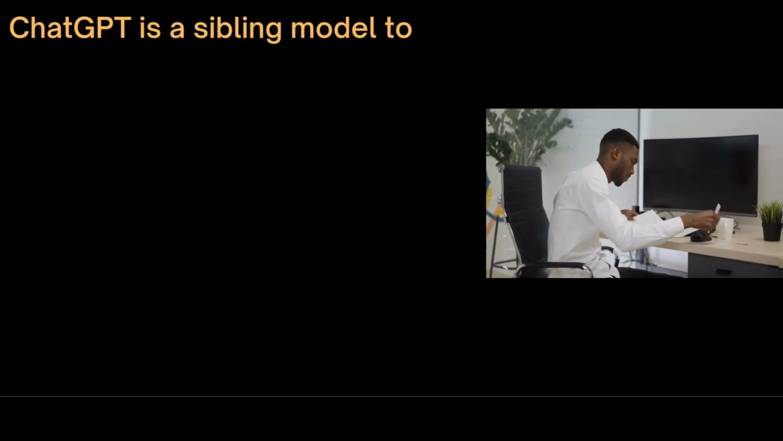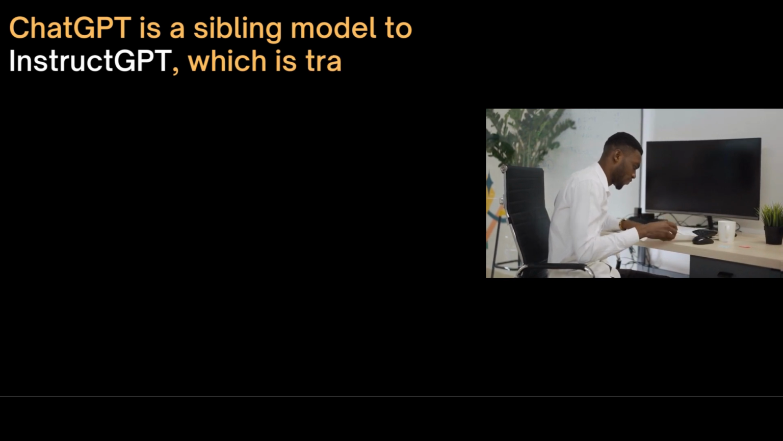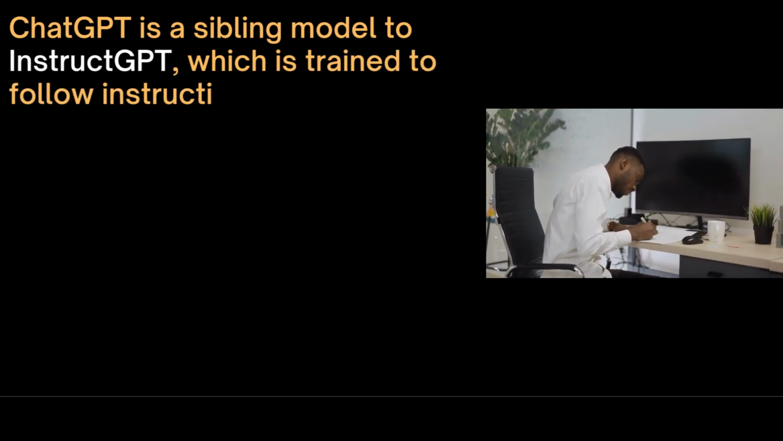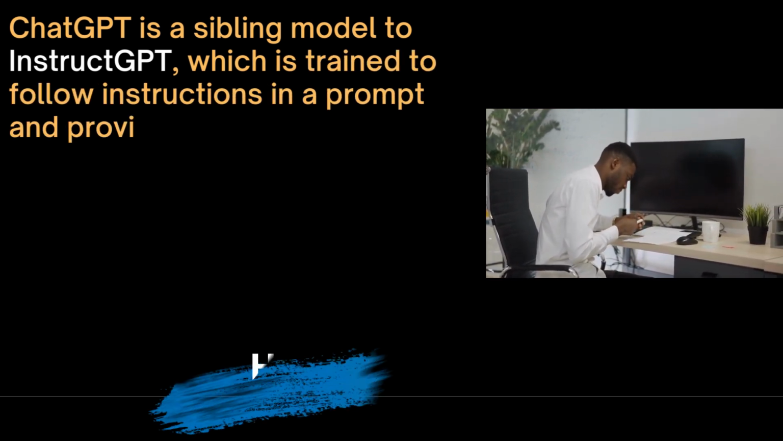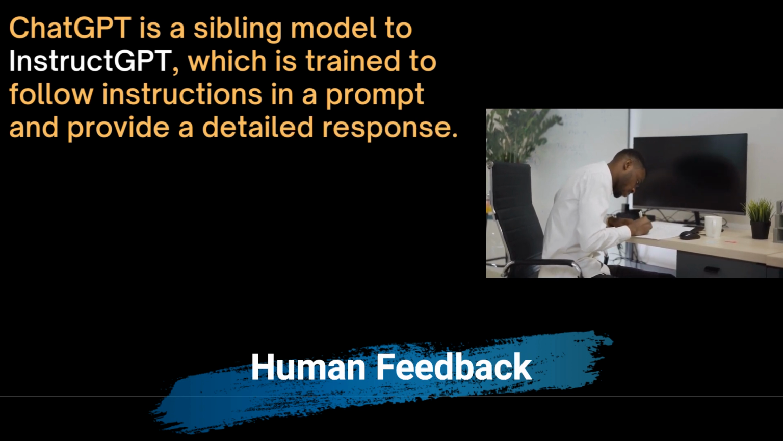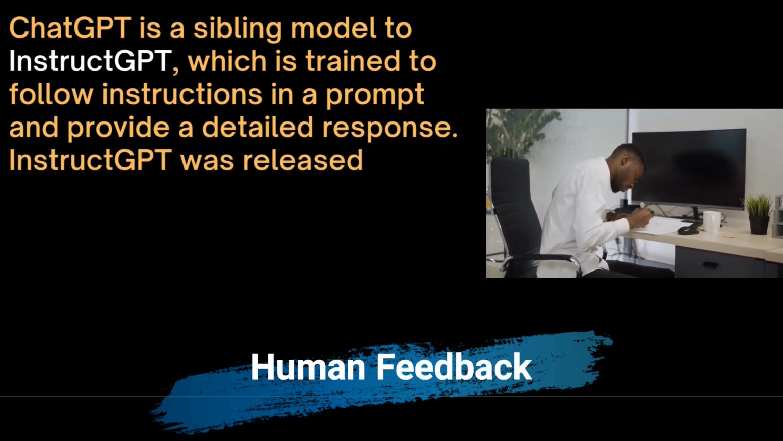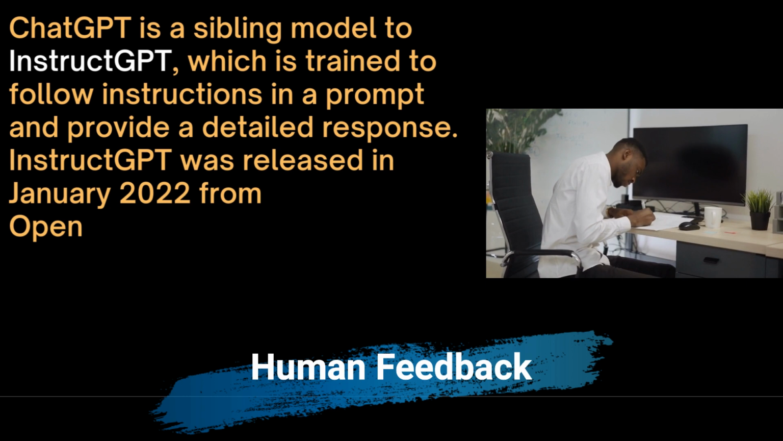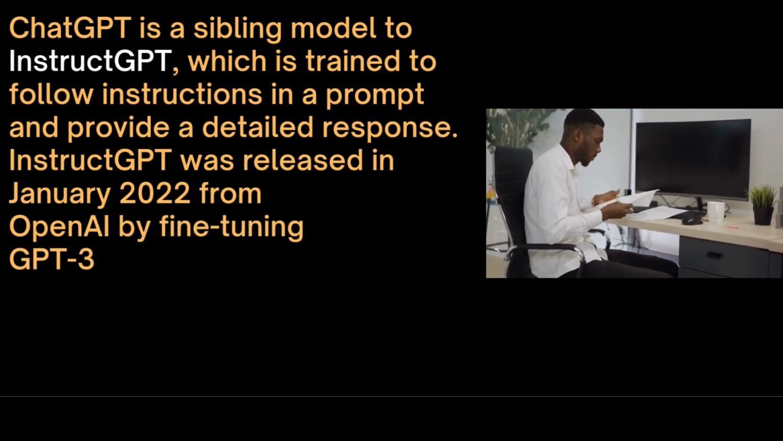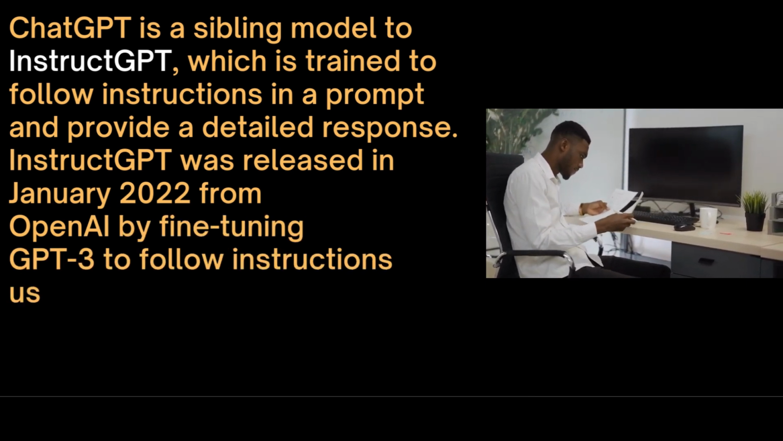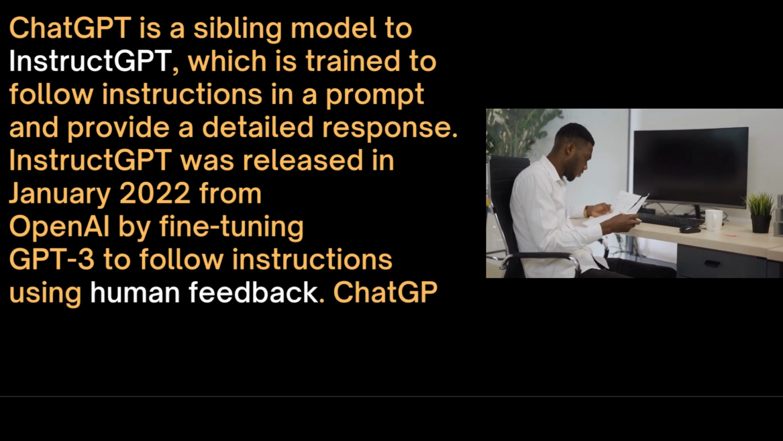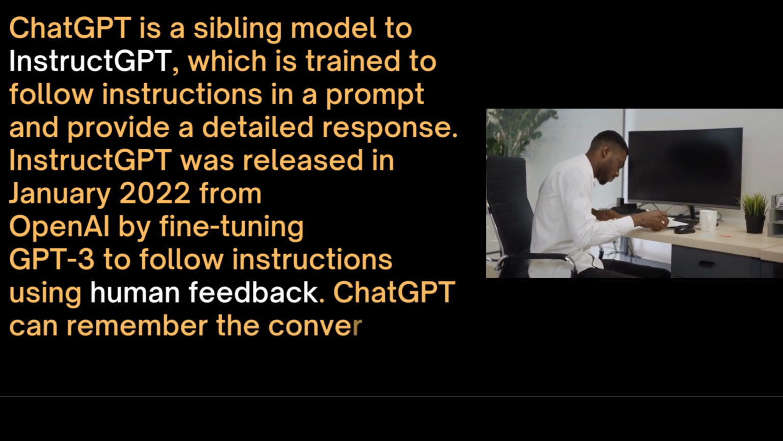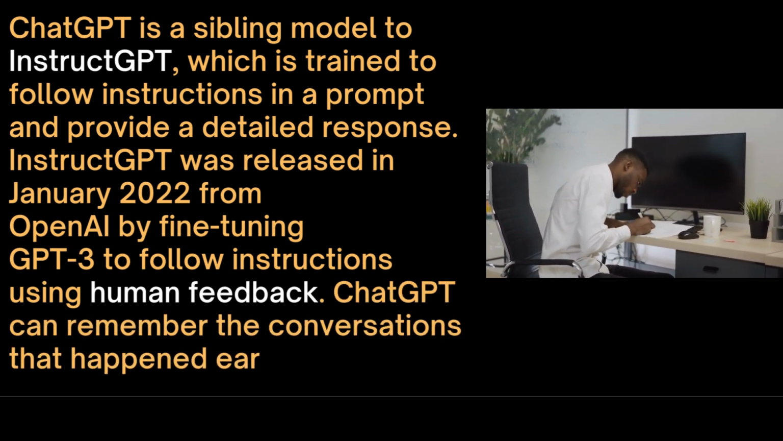ChatGPT is a sibling model to InstructGPT, which is trained to follow instructions in a prompt and provide a detailed response. InstructGPT was released in January 2022 from OpenAI by fine-tuning GPT to follow instructions using human feedback. ChatGPT can remember the conversations that happened earlier and then respond accordingly.